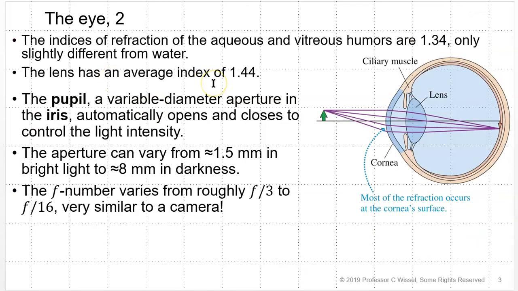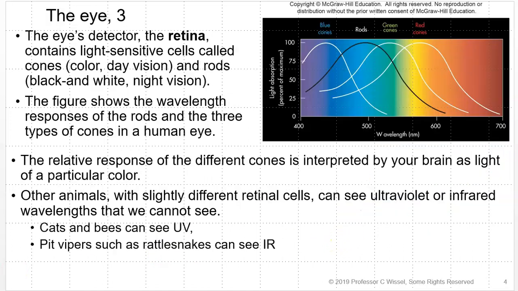The indices of refraction of the aqueous and vitreous humor are about 1.34, only slightly different from water. The lens has an average index of 1.44. The pupil is a variable diameter aperture in the iris, and it automatically opens and closes to control the light intensity. The aperture can vary from about 1.5 millimeters in very bright light to about 8 millimeters in darkness. The f number of the eye varies from roughly f3 to f16, very similar to a camera.